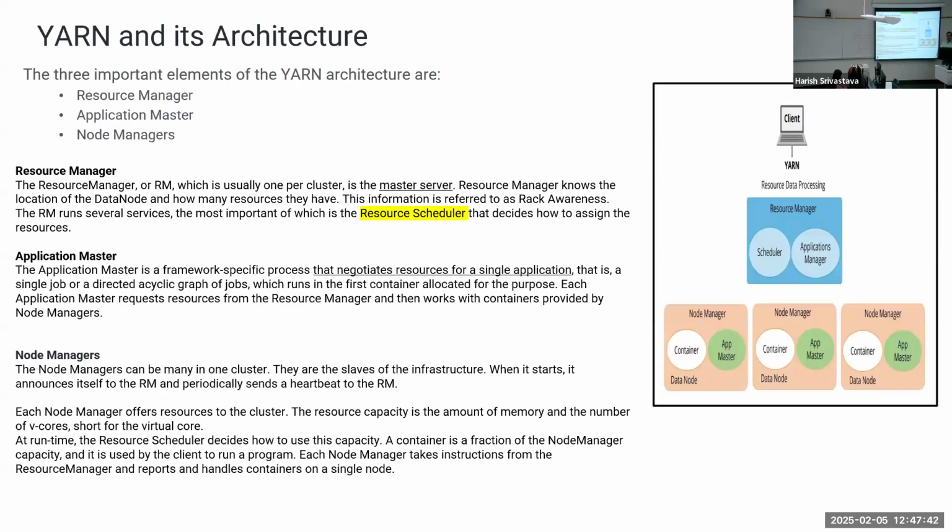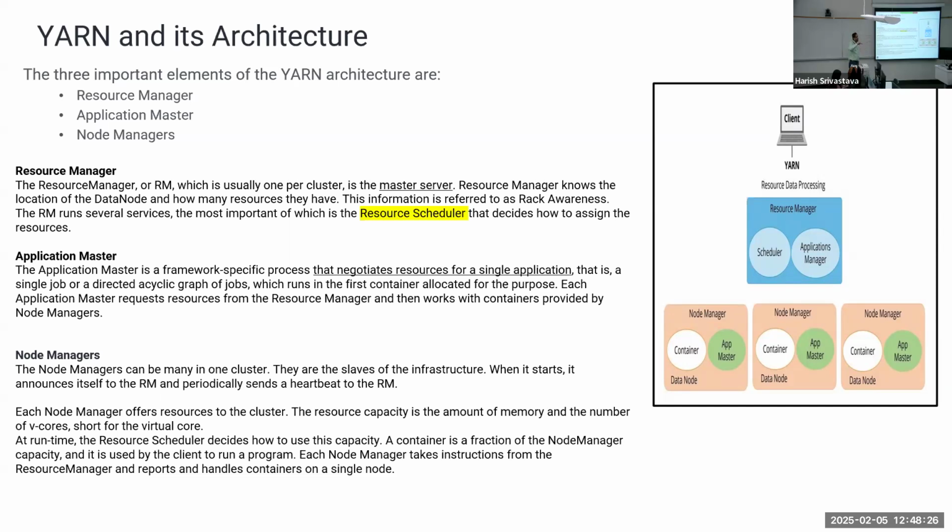Okay. So the 3 important elements of YARN architecture are the resource manager, application master, and node manager. I have already explained it, and I will read it again in more depth, what each of them does in terms of functionality. The resource manager, or RM, is usually one per cluster. So where should it reside? It should reside in the name node or the master node, because that master node controls all the slave nodes. So one per cluster is the master server. Most of the time, the resource manager will always reside in the name node or the master node.